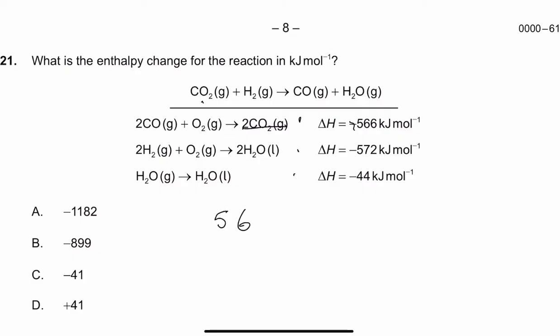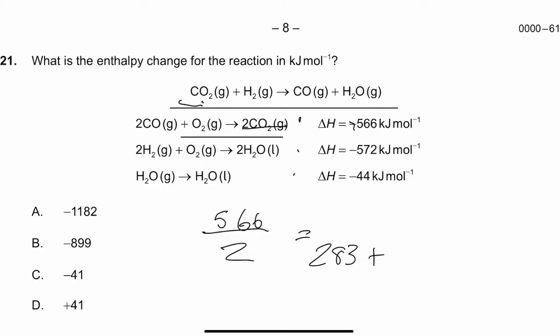So 566 positive. But you can also see that in this equation we only have 1 mole of CO2, whereas we have 2 moles in our equation over here. We need 1 mole only. So what are we going to do? We're going to half it. 566 divided by 2 gives us 283. And now we're going to have to add 283 to what's next.